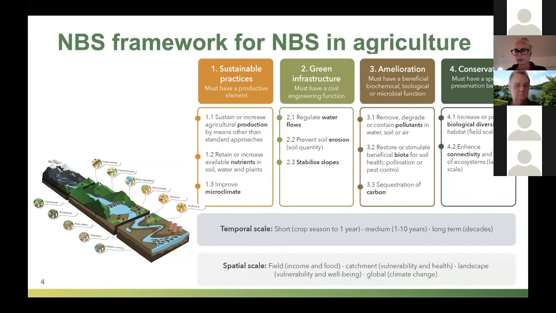So in the report, we have listed 53 practices, and most of them will be familiar to everyone in this audience. But I wanted to draw the attention to the green infrastructure and the amelioration part as we go a little bit perhaps beyond the conventional agronomist or engineering conventional use of plants. Slide five.